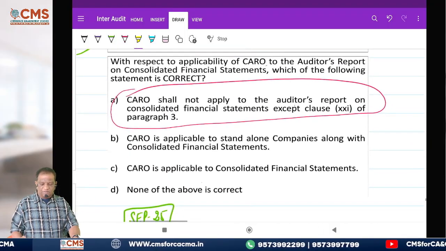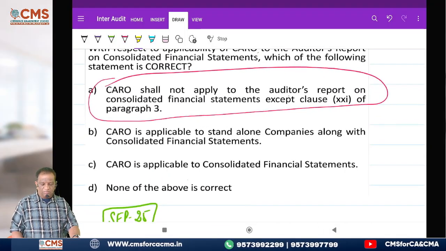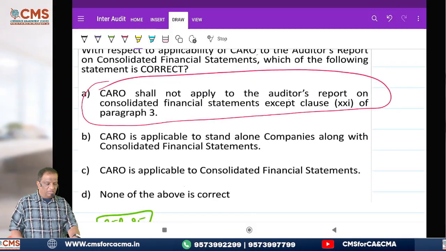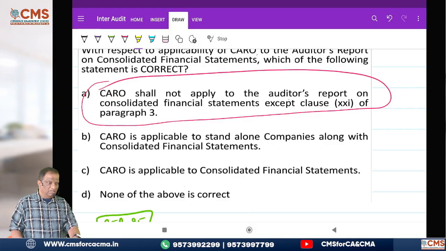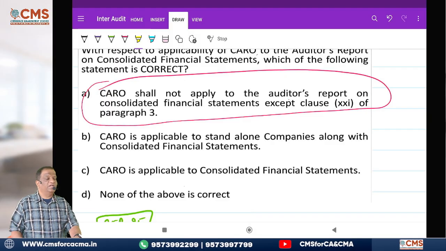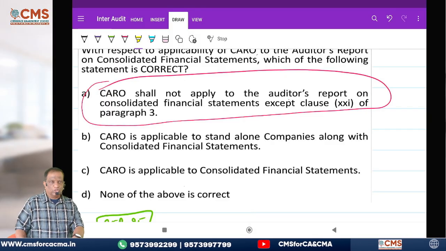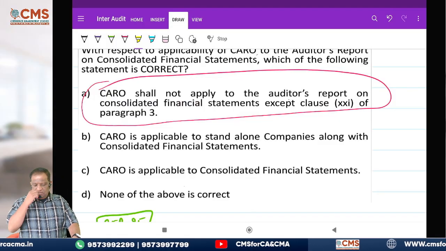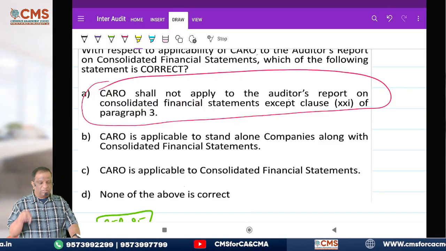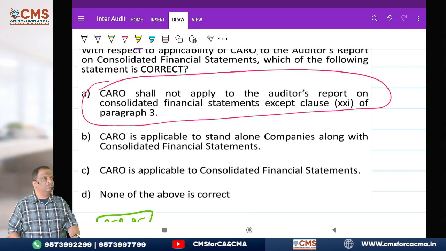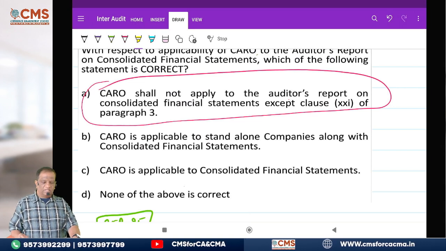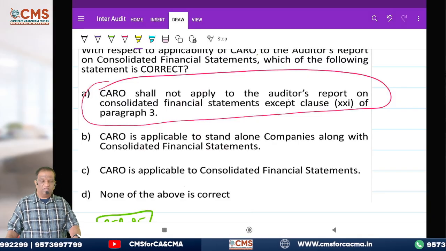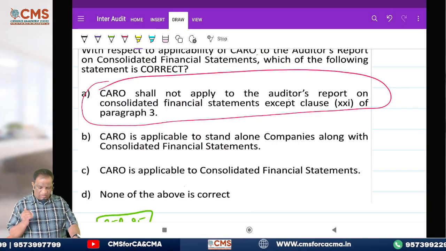But under this, one question he is asking, and one point I want to alert you. CARO is applicable for all companies unless it is exempted. But is it applicable for consolidated financial statements? The answer is no. So, CARO is not applicable for consolidated financial statements, except this point, this 21st point. In the 21st point, all that they say is, if at all there are any adverse comments given by the auditor in the components, then I have to bring it over here.